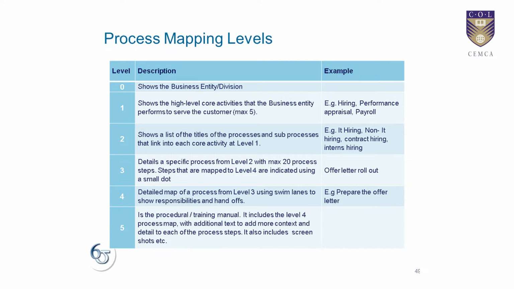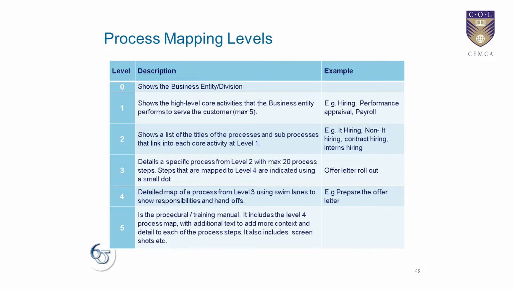So just like we had the level 1, 2 and 3, similarly we have levels, but now you will see there are more detailed levels. So the level 0 that you see here, it shows a business entity or division. It's at the top level. At the business level, at the organization level, we have a level 0 where you will not have the process itself, you will have just a single thing written.